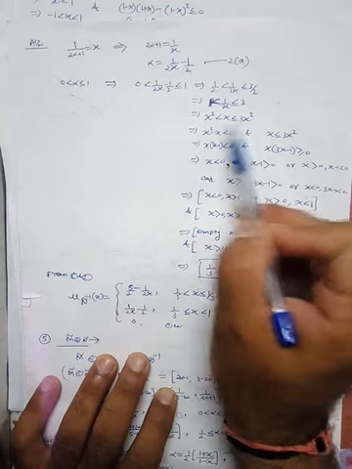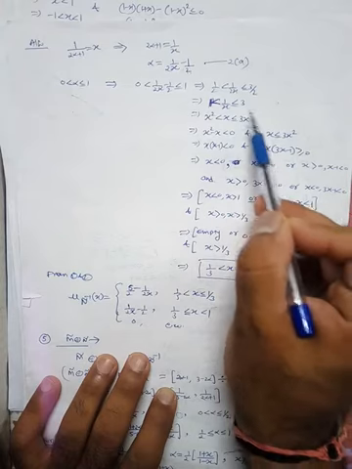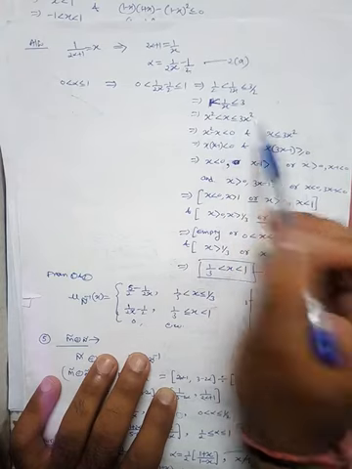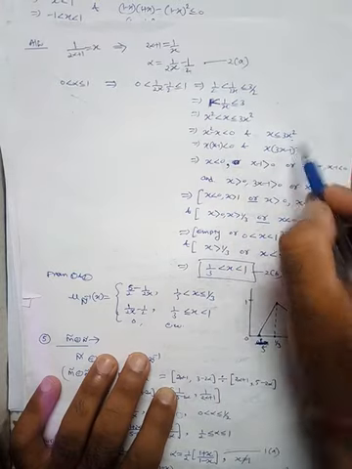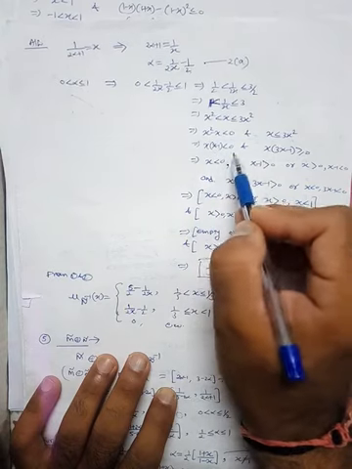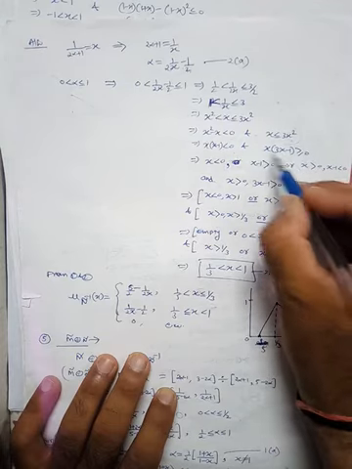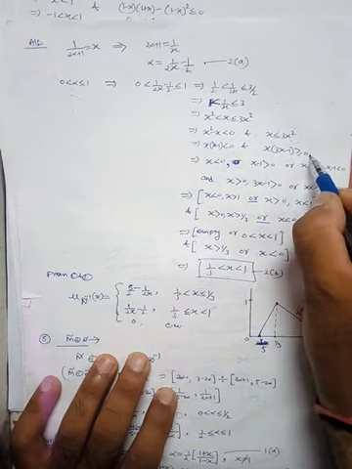Now again divide the range into two parts. One is the left hand part: x square minus x is less than 0. And another one is for the right hand part: x is less than or equal to 3x square. For the first part, take x common: x into x minus 1 is less than 0. And from the second part, again take x common: x into 3x minus 1 is greater than or equal to 0.